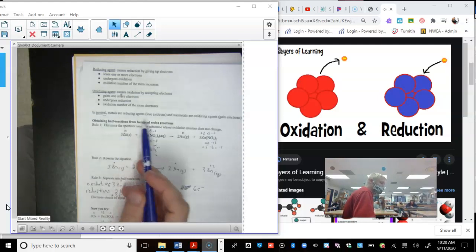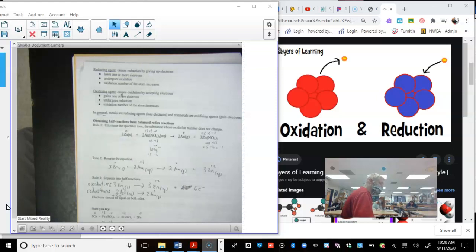In general, metals are reducing agents. They lose electrons, and then nonmetals are oxidizing agents. They gain electrons. It's not always the case, but that's the majority of the time.